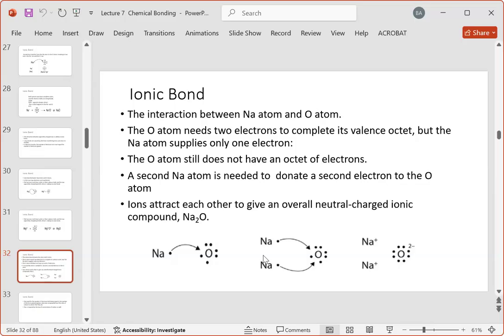The sodium has one electron to transfer to the oxygen, but oxygen needs two. So then what will happen? Then we need two sodium. These two sodium atoms transfer one electron each to the oxygen. All right, so then we have sodium oxide, Na2O, because you need two sodium atoms to donate their electrons to the oxygen atom.